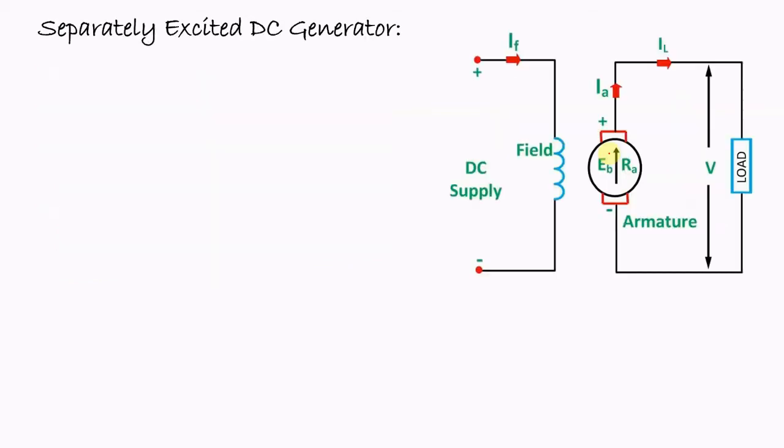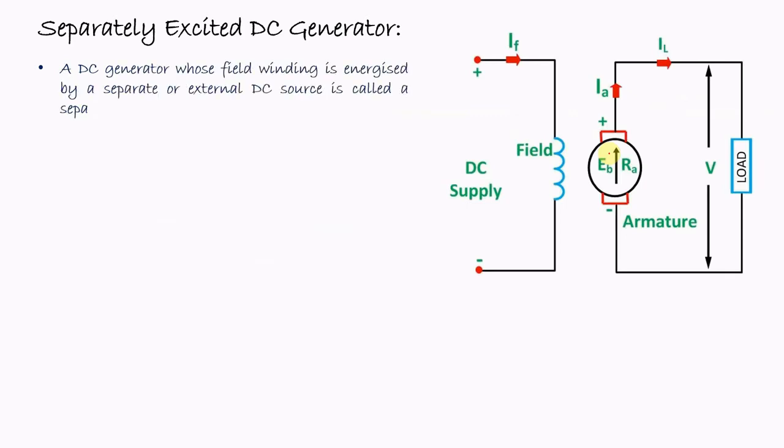Next is the separately excited DC generator. A DC generator whose field winding is energized by a separate or external DC source is called a separately excited DC generator. Here is the electrical circuit diagram of a separately excited DC generator. This is the armature winding or the rotor winding. These are the brushes. One is the positive terminal, another is the negative terminal.